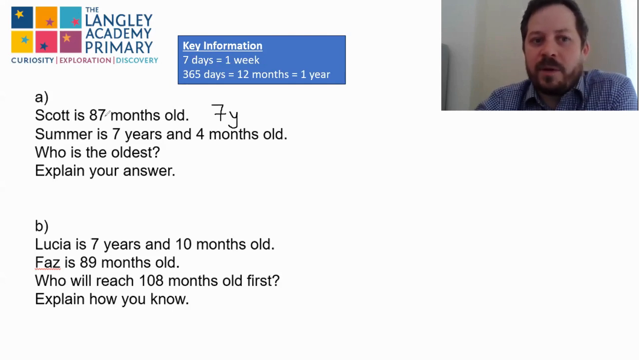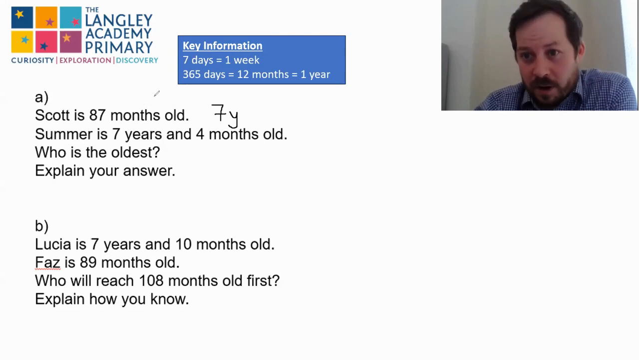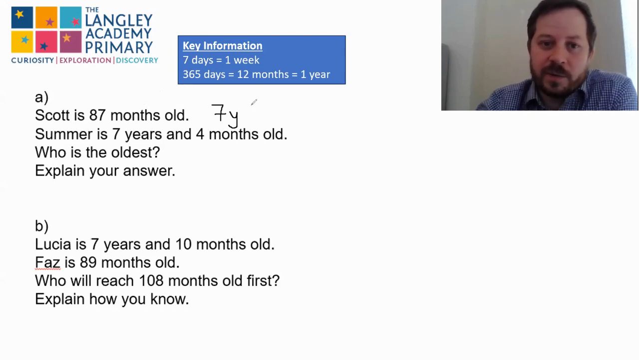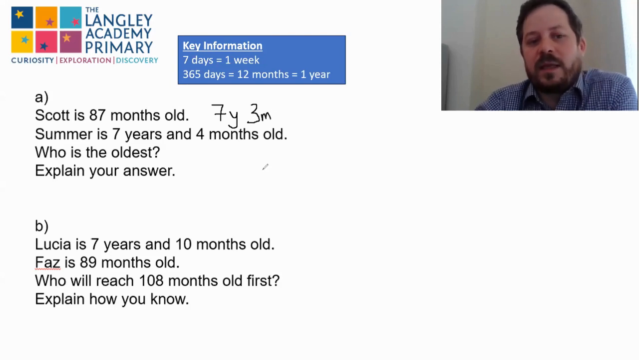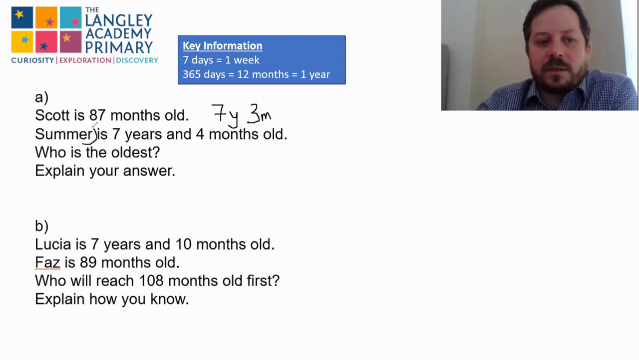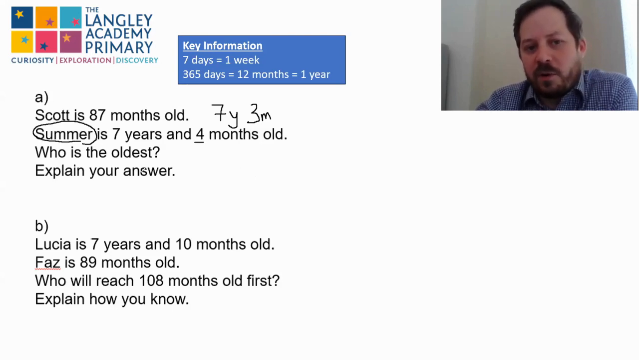And then how many months left over? It's the difference between 84 and 87, which is 3 months. So you can see straight away that the oldest person is Summer. She is older by 1 month. And we know that because we've converted 87 months into years and months.